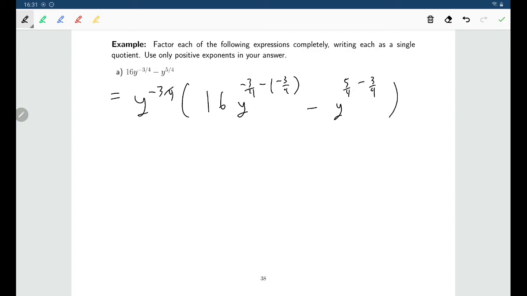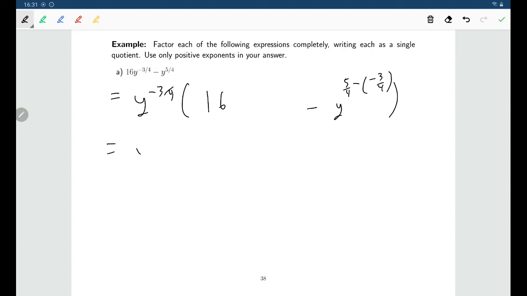Now for the first term, you probably don't really have to write that down because, of course, 16y to the negative 3/4, when you factor out y to the negative 3/4, the y is gone. You'll be left with just the 16. It's really more the second term that people struggle with, trying to figure out, well, what would be the power on the y for the second term? And remember that we do that by, again, subtracting the exponents. So we are subtracting negative 3/4.